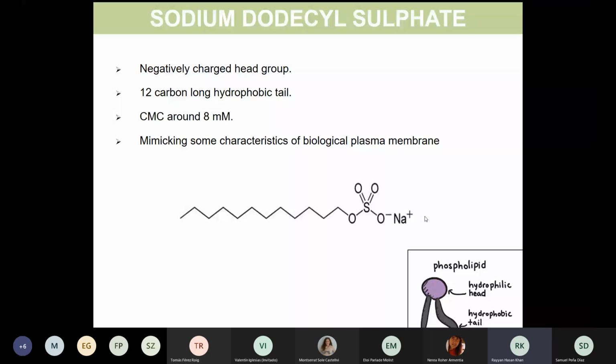Once a protein is synthesized in the cell, it's going to come into close contact with the plasma membrane, which is made up of phospholipids. And a phospholipid has a hydrophilic head and a hydrophobic tail. Keeping this point in mind, we have taken SDS. SDS has a negatively charged head group. Here you can have a negative charge. Here is also a negative charge. It has a 12 carbon long hydrophobic tail, and it has a CMC of around 8 millimolar. And this mimics the characteristics of a biological membrane.